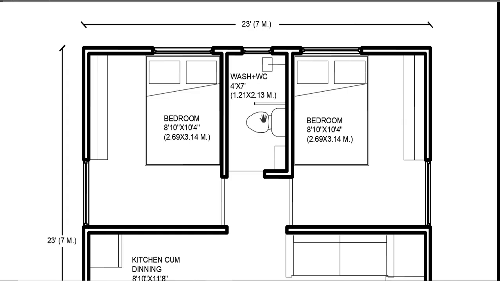on the right side we have a common use washroom plus water closet. You can see here the wash basin, water closet and the shower area, and we have a ventilator for ventilation.